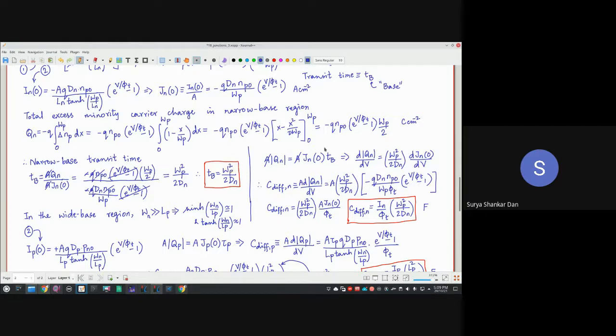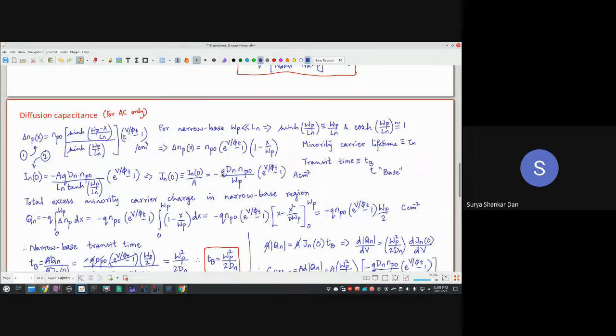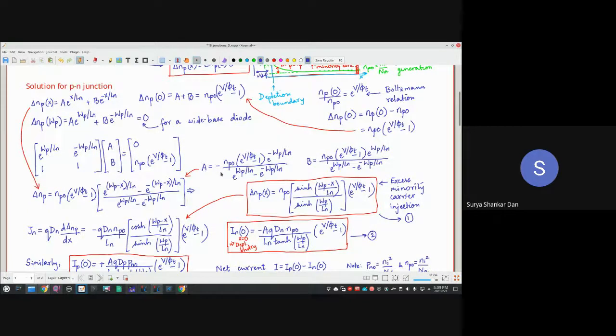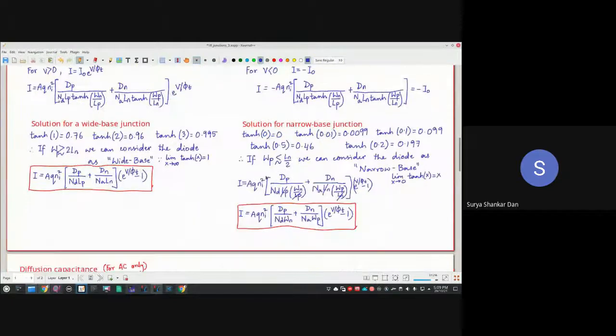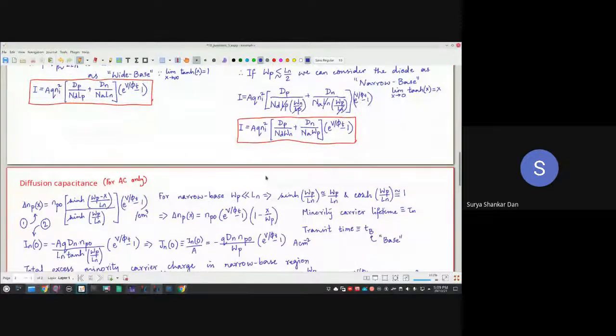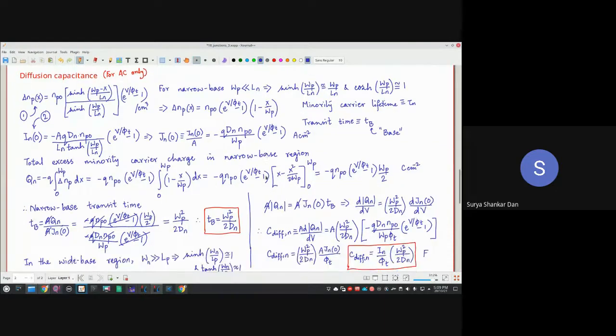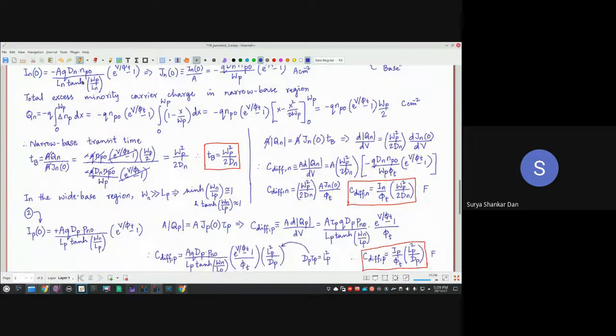Now this is the transit time. So we have done this topic of transit time. Now from here we will calculate the diffusion capacitance. Very, very important. Remember, if the frequency of operation goes on increasing, say several hundreds of megahertz or gigahertz order, there the diffusion capacitance will be a much more important factor than the depletion capacitance.